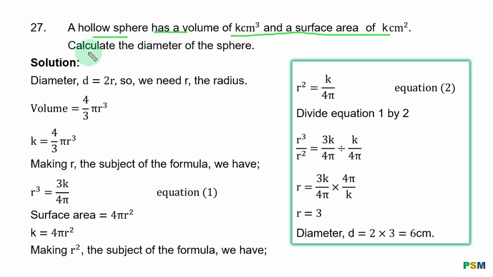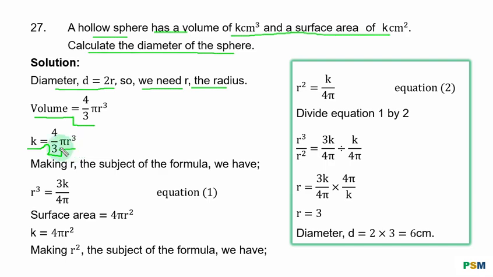Example 27. A hollow sphere has a volume of k cubic centimeters and a surface area of k square centimeters. Calculate the diameter of the sphere. Solution: diameter d is equal to 2 times radius. So we need the radius. We use the two given terms, volume and surface area. Volume of sphere is given by this formula. The volume is k equal to 4/3 pi r cubed.